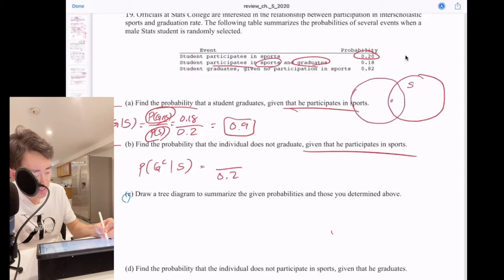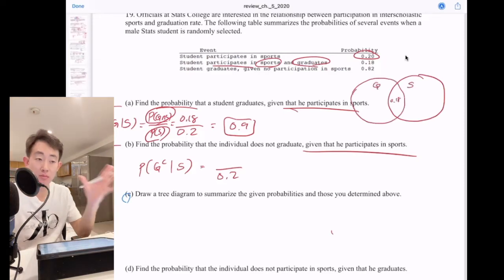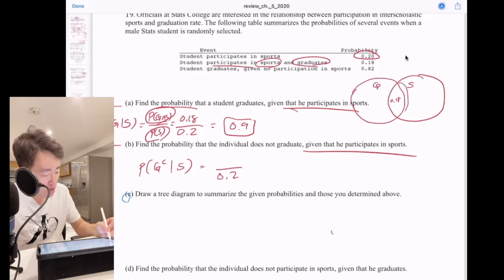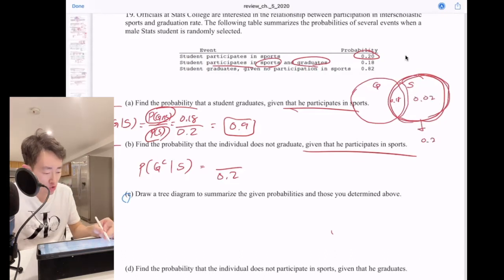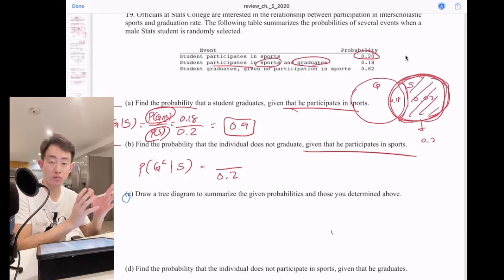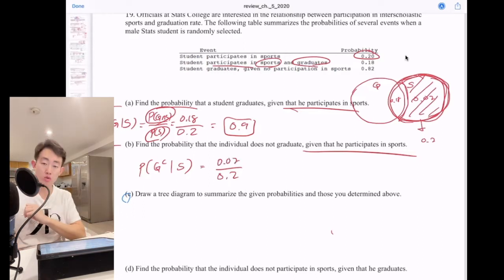And 18% does both graduating and playing sports. So how much is left here if the entire sports is 0.2? You can probably guess it, it's about 2%. So what that means is the 2%, these people right here, are the people who play sports but do not graduate. So what you can do is put 0.02.